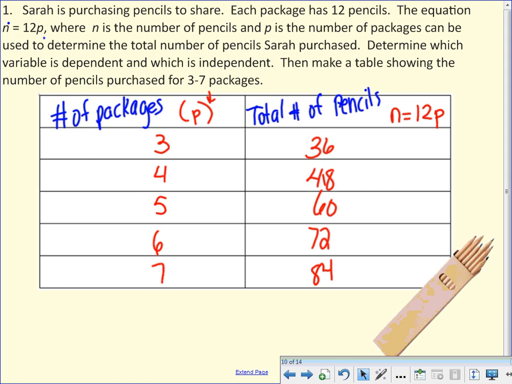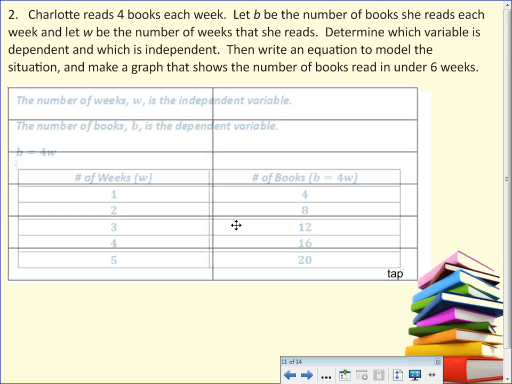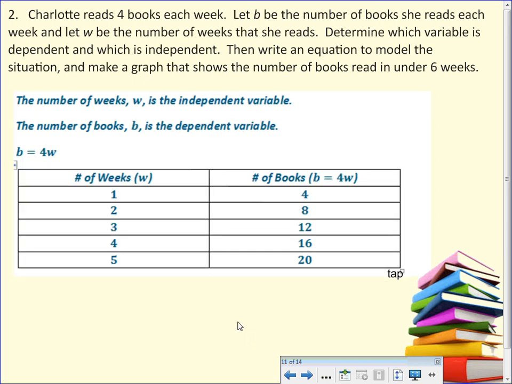All right, I'm going to pause the recording and let everybody try number 2 on their own. All right, let's look at the answers. So for number 2, it's 4 books for each week, under 6 weeks. So your independent variable is the number of weeks. Your dependent variable is the number of books. Your equation is B equals 4W. So that's what your table should look like. Okay, any questions? The directions did say to write an equation.